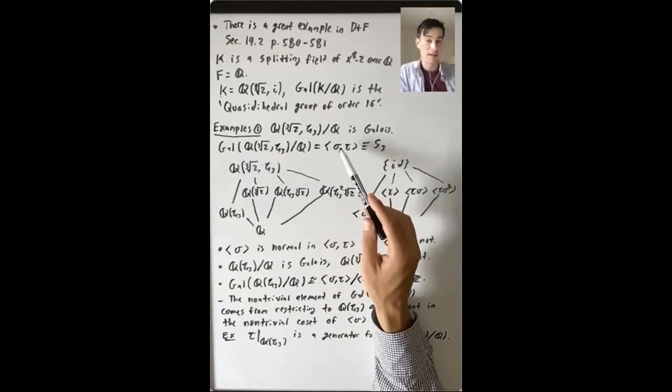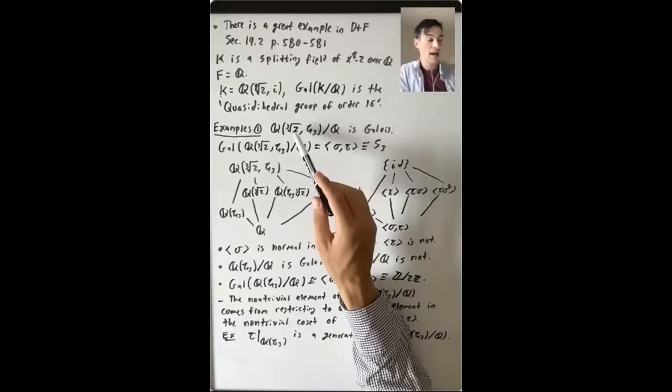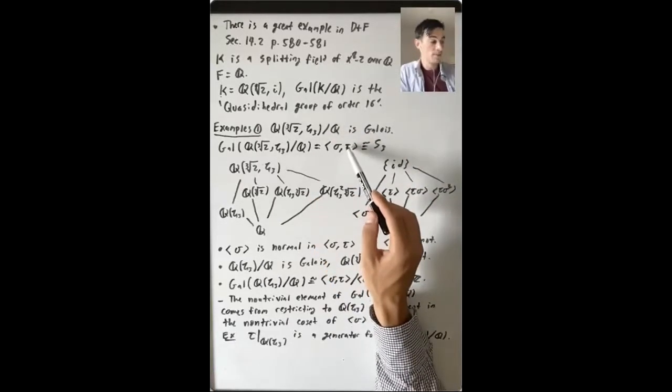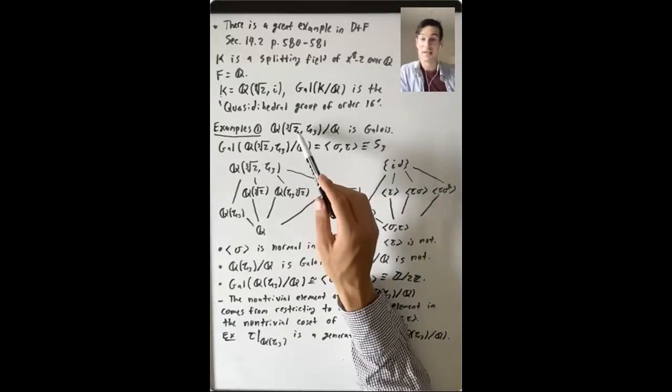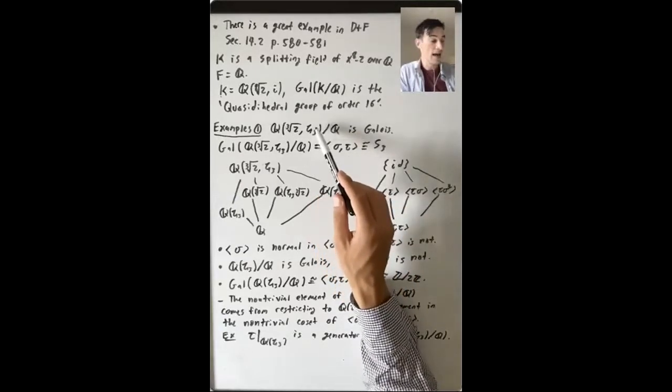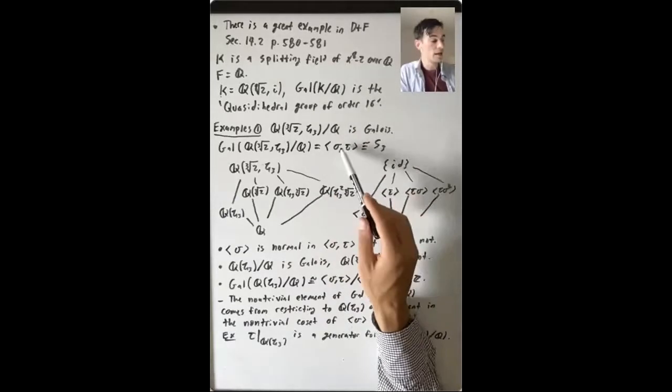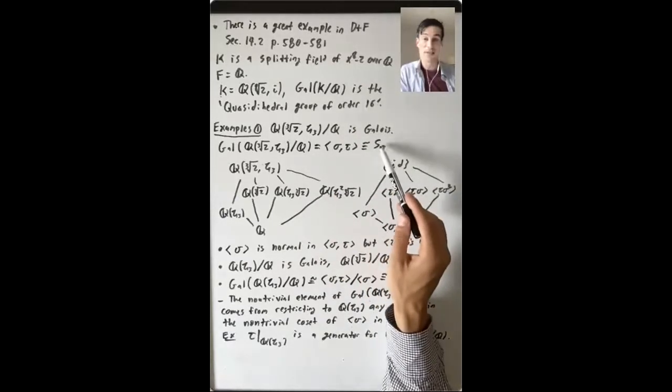Sigma is this one that sent zeta 3 to zeta 3, and it sent cube root of 2 to zeta 3 times cube root of 2. And tau was this one that sent cube root of 2 to cube root of 2, and it sent zeta 3 to zeta 3 squared. And we saw that this group is isomorphic to S3.